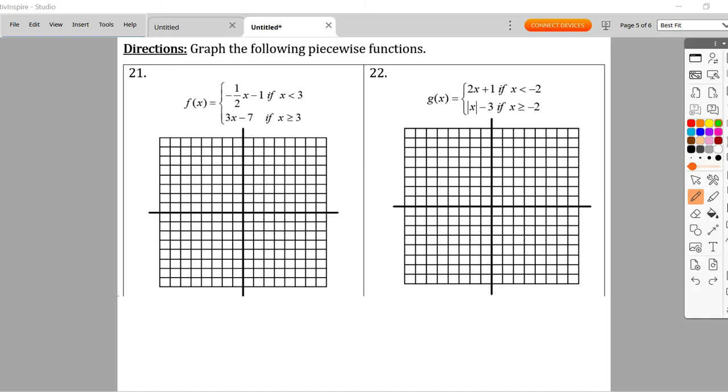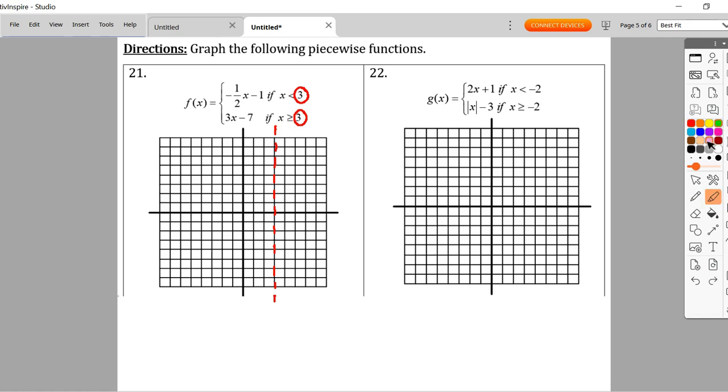I'm going to graph the following piecewise functions. I always start by drawing a dotted vertical asymptote at my restricted domains. So x is less than 3 and x is greater than or equal to 3, which is why I draw a dotted line where x is 3. From here, I'm going to graph each one separately.